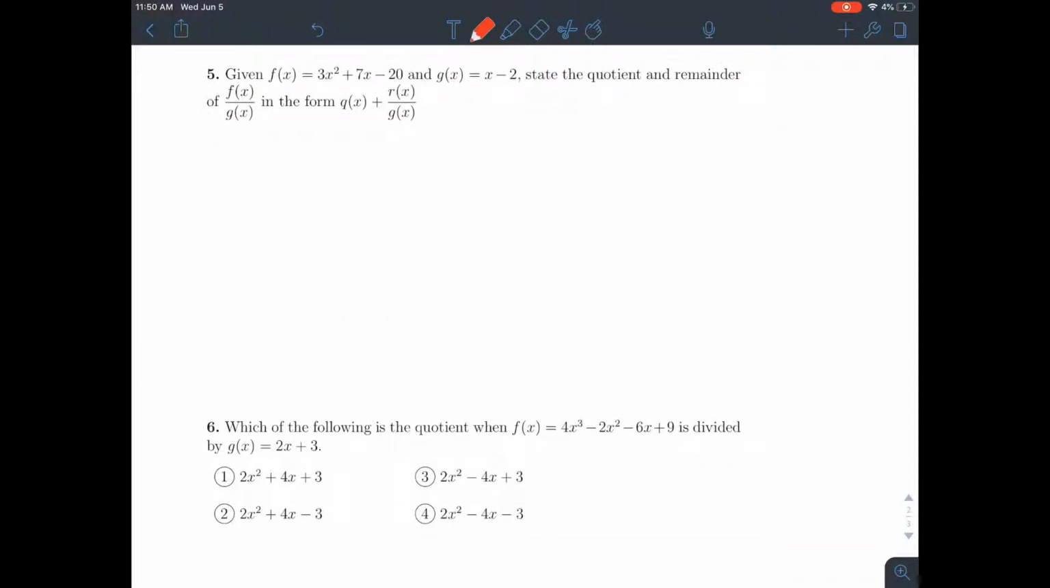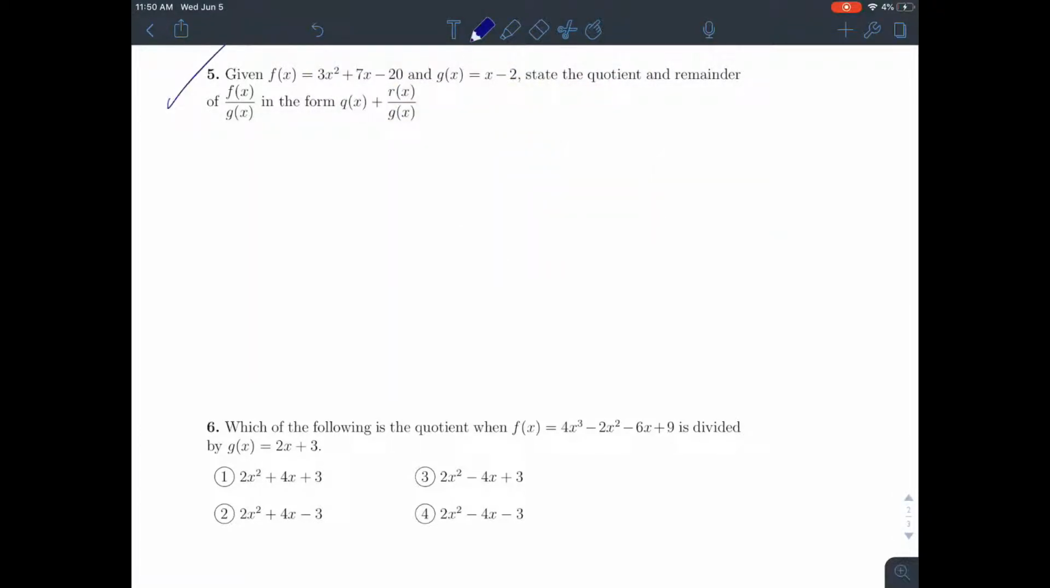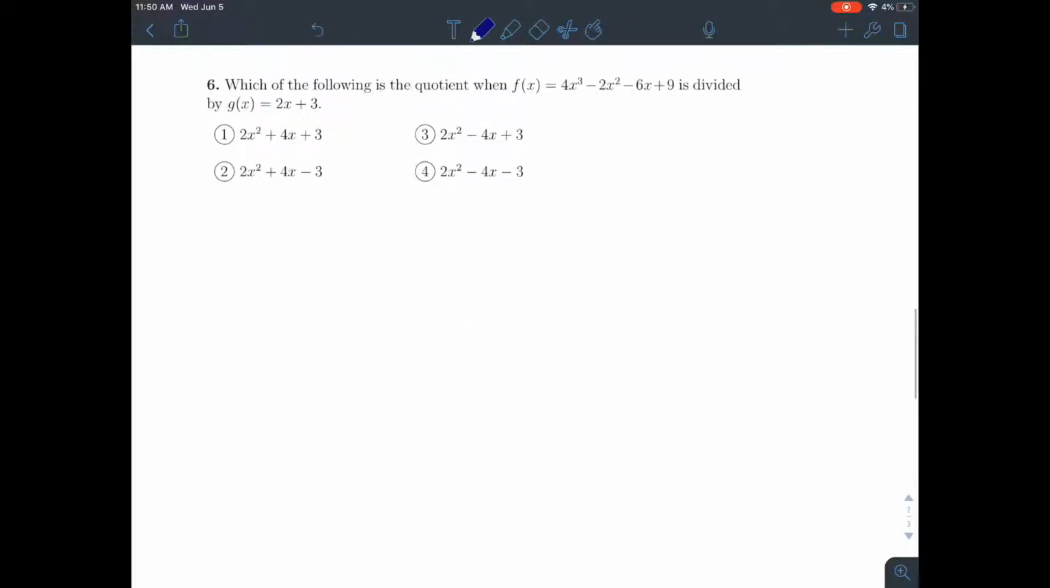Now for the next two, these are a little bit more straightforward. These are our polynomial division problems that I think we're feeling really good at. I'm going to skip going over problem 5 because problem 6 has an interesting result in it, so I'll go over that one instead. Which of the following is the quotient when f of x is divided by g of x? So we have 4x cubed minus 2x squared minus 6x plus 9 divided by 2x plus 3.